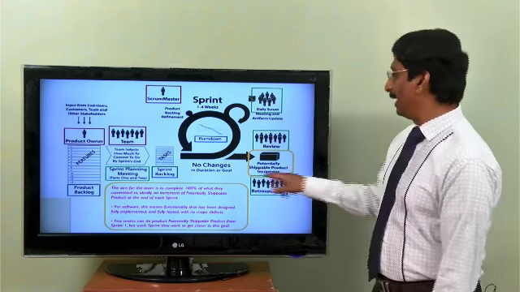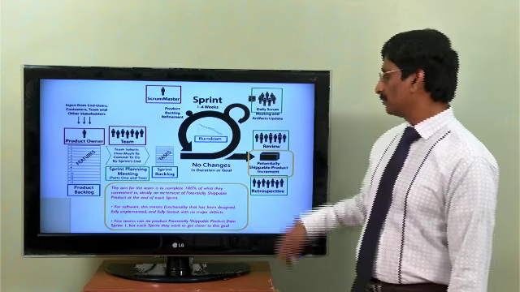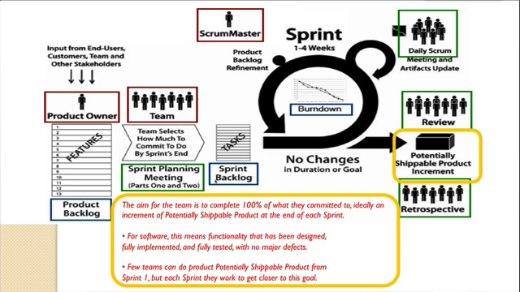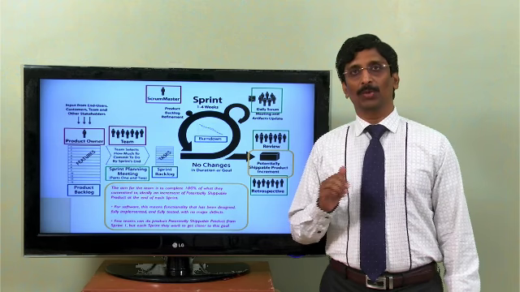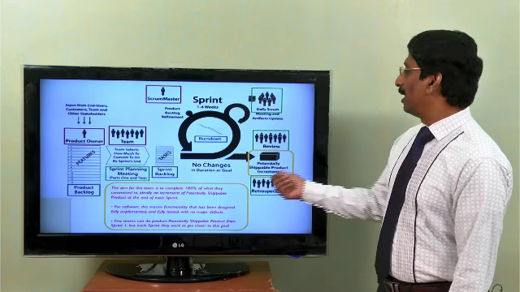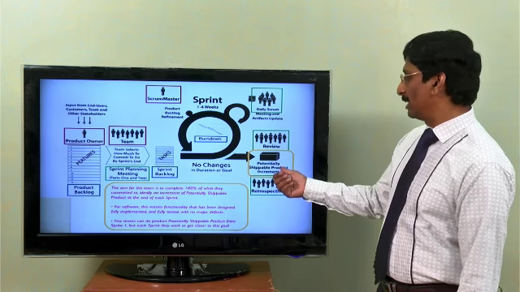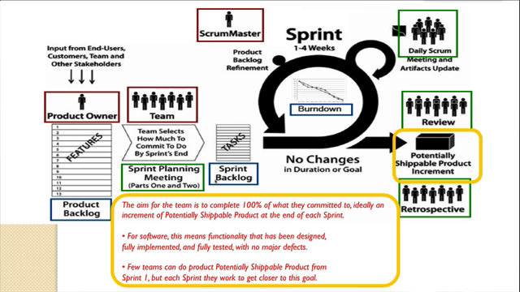should be given at the end of every sprint. So this means functionality that has been designed, fully implemented and fully tested and with no major bugs. So that has to be ensured for every potentially shippable product increment.